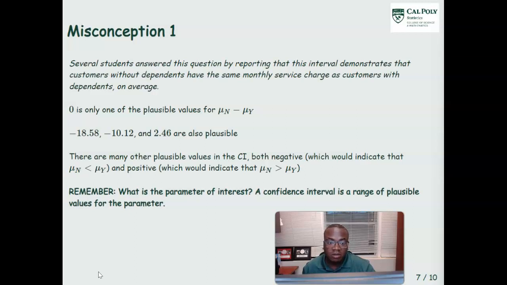Granted, it can be 0. It's possible that there is no difference, but it's also possible that the difference could be 2.46. There are again many other plausible values for the difference between the population means. Remember, that's what we're after. And remember, in terms of the Stat 251 concept, we will never ever know what the population means are, so we can't say definitively that the actual difference is this one value. That's really important. Let's go on to misconception 2.